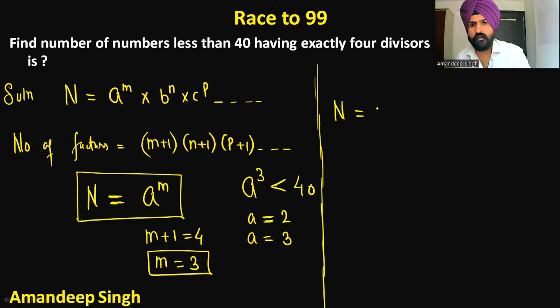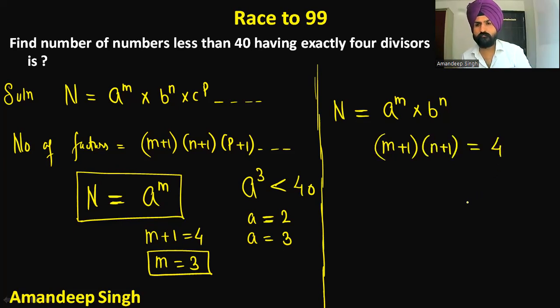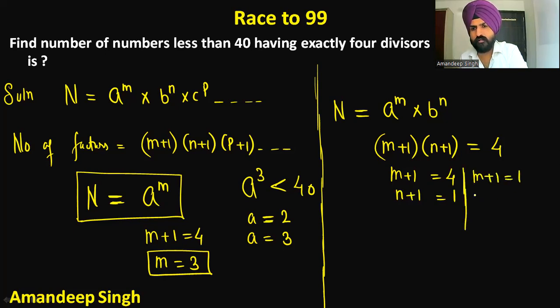If my number n has two prime numbers, let's say a to the power m into b to the power n, where a and b are primes, then the number of factors will be m plus 1 into n plus 1, and this should be equal to 4. Now, when is it possible? It's possible if m plus 1 is 4 and n plus 1 is 1, or m plus 1 is 1 and n plus 1 is 4, or m plus 1 is 2 and n plus 1 is 2.